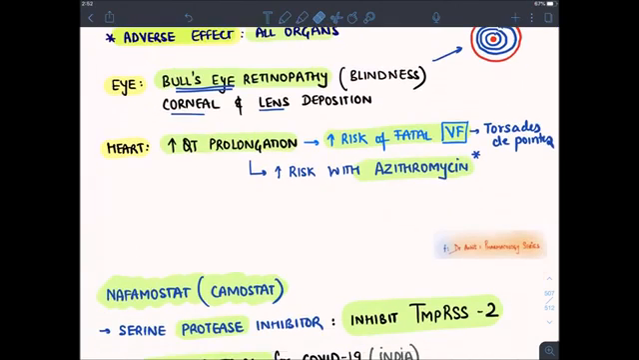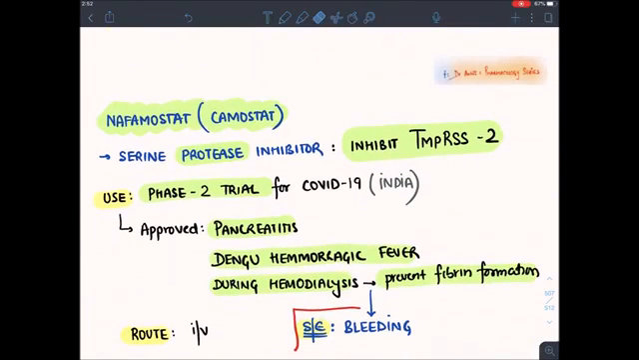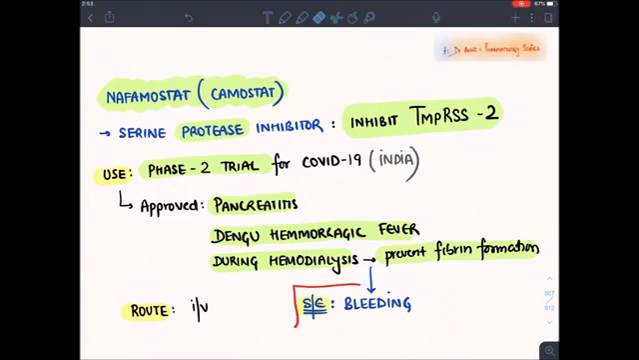Now the next drug is nafamostat or camostat. Nafamostat or camostat is a serine protease inhibitor. So it's a protease inhibitor. And remember that TMPRSS2, I have already told you, is a kind of protease enzyme. Here the P stands for protease and it is a protease inhibitor. Now this drug has recently been introduced in India and it has entered phase 2 trial in India by a very famous company, Sun Pharma.